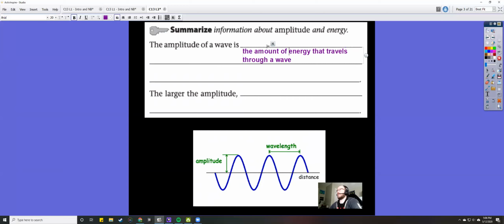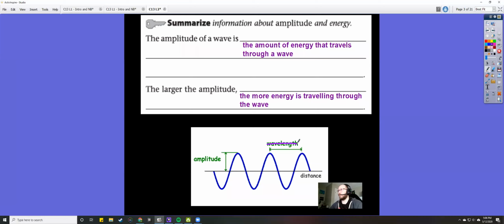And like I said, you can measure that in meters. And so the larger the amplitude of your wave, the more energy is traveling through the wave. So the larger the amplitude, the more energy is traveling through waves. So if you just ignore wavelength for a minute, we'll get to that in a minute. But if you look at this one here, amplitude, you can see how amplitude is measured.